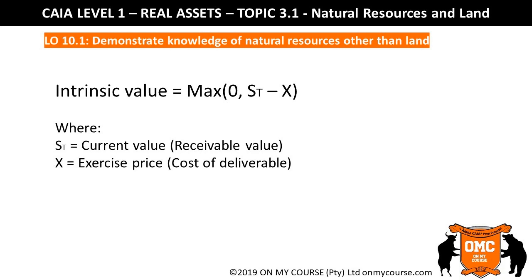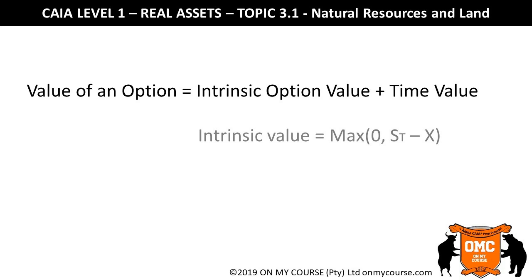So we can express the intrinsic value as indicated above. The maximum between the difference between the current value and the exercise price, or otherwise stated as the difference between the receivables and the deliverables and zero. So remember, when valuing an exchange option, we also consider vega, the volatility in the receivables price and the volatility in the deliverables price, and that gets it to its intrinsic value.